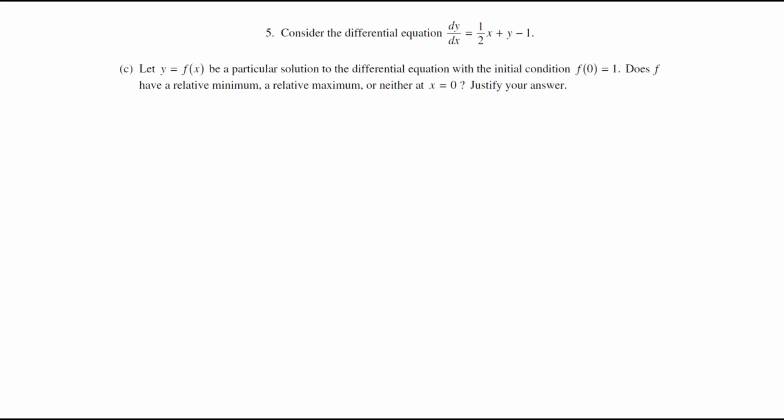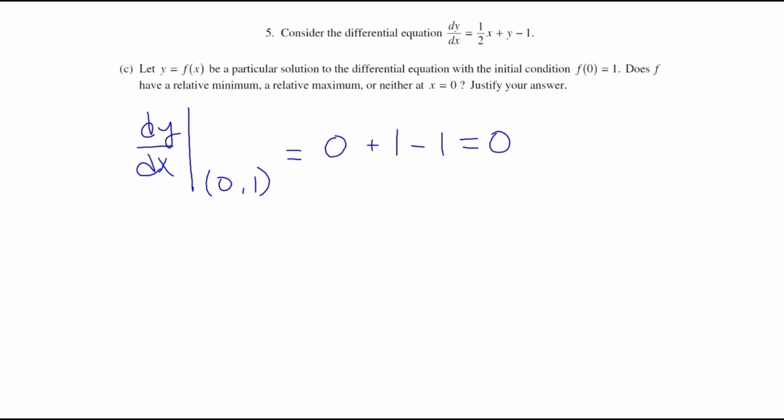In part C, it says f of x is a particular solution to this differential equation with the initial condition that f of 0 is 1. And we want to know, does f have a relative min, max, or neither at x equals 0? Well, first of all, we have to make sure that dy dx is 0 at this point, or undefined. Because if it's not 0 or undefined, we can't have a max or a min. So we'll first evaluate dy dx at the point 0, 1. If x is 0, we end up with 0 plus our y value of 1 minus 1, which is 0. So potentially we have a max or a min.